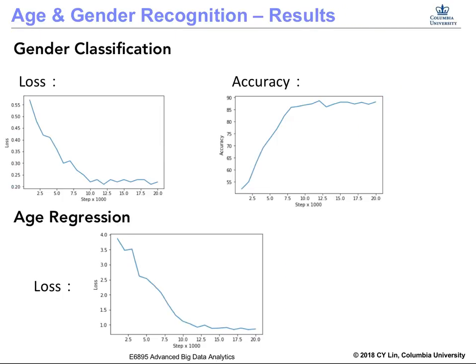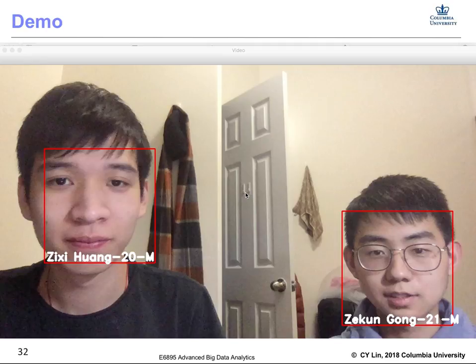Next are the results of our neural network. The figure above is the loss and accuracy of the gender classification. We can see that the accuracy is about 19%. The figure below is the loss of age regression in the training process. Then here's a demo.